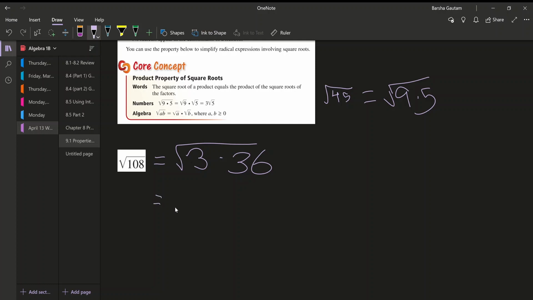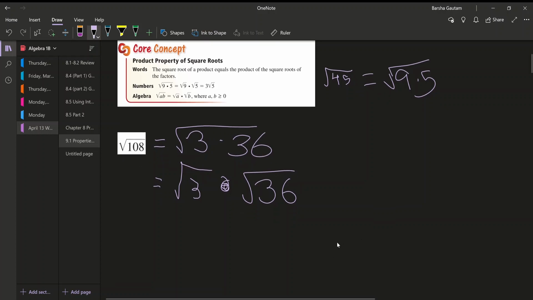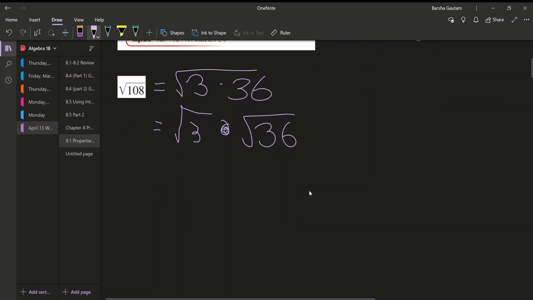Before we even do that, we're going to create two separate roots. So we're going to write root 3 times root 36. This is still the same thing. From here, we can figure out how to solve this problem. If we take the root of 36, that would be 6. So our answer is going to be 6 root 3.